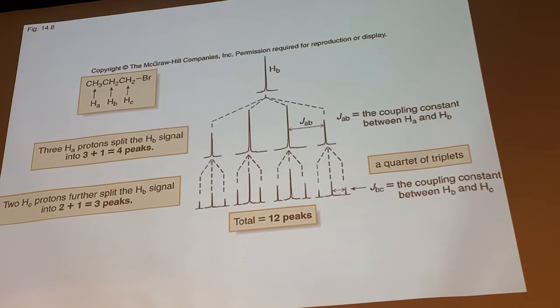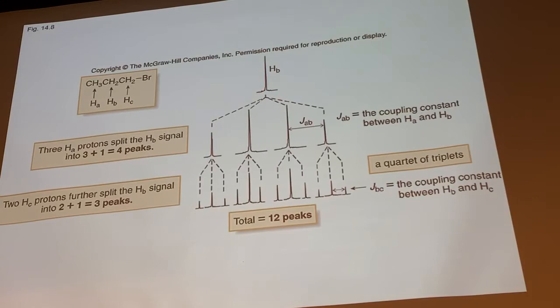So here's a figure, again, from an earlier edition of the textbook that shows you what happens when you have non-equivalent neighbors and you have different J values or different coupling constants. What you have to do is consider the impact of those non-equivalent neighbors separately. So let's start with HA, the methyl group. HA is going to split HB into 4 peaks. We apply the n+1 rule, and we end up with 4.